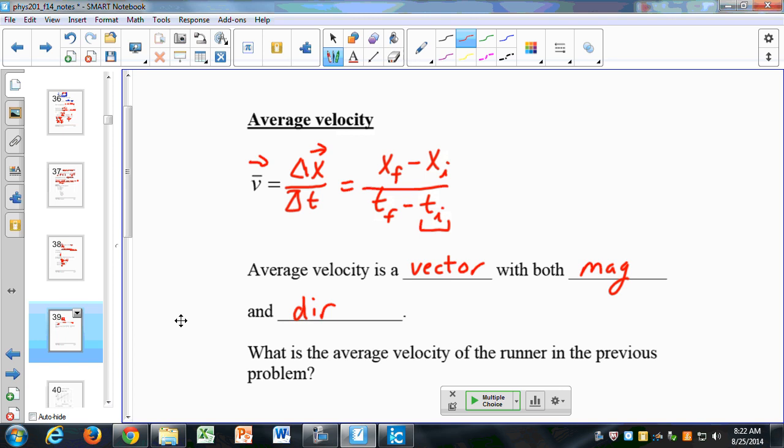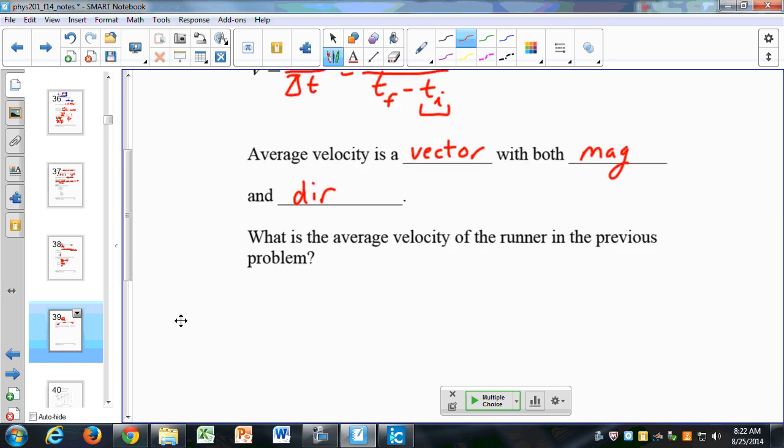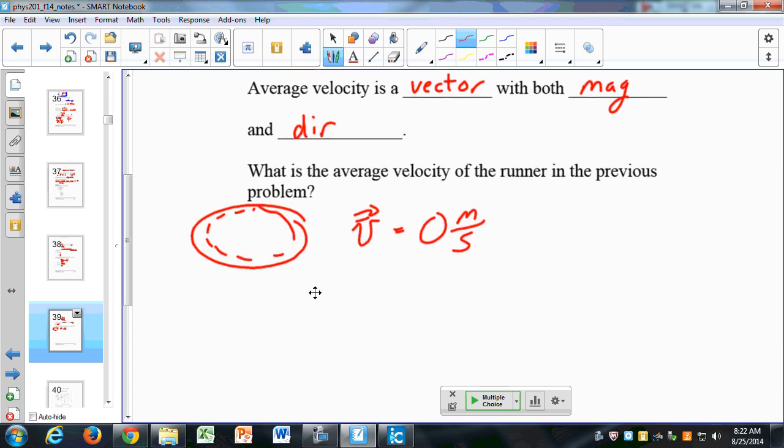And so the runner in the previous problem had an average velocity of what? The 400-meter track lady goes around a track. What's her average velocity? What's her displacement? It's 0. So her average velocity then is equal to 0, because her displacement was 0. The units are meters per second. We've already seen that bit.